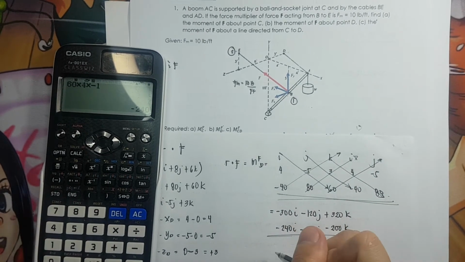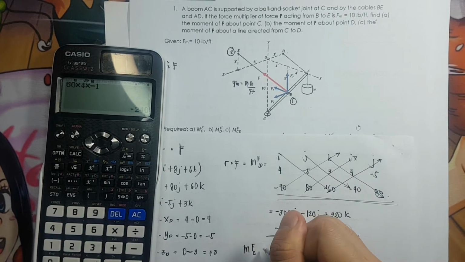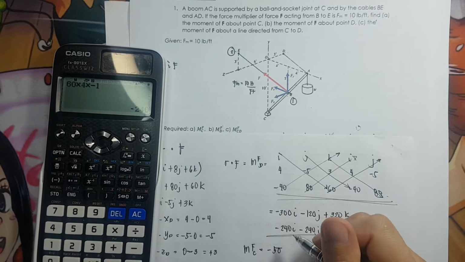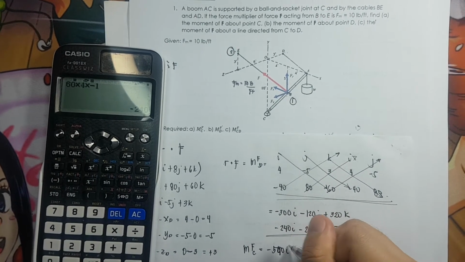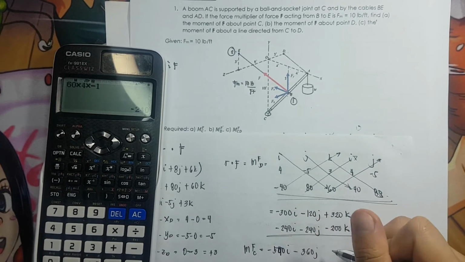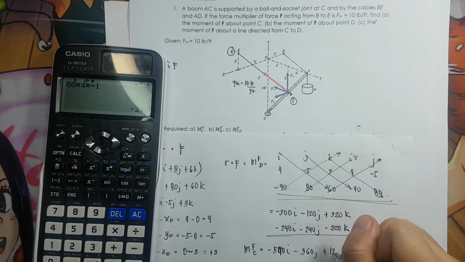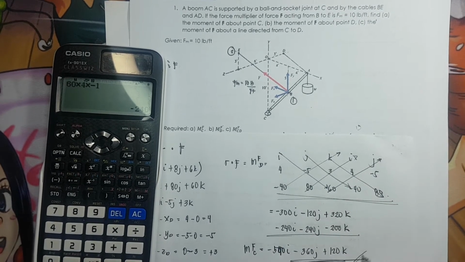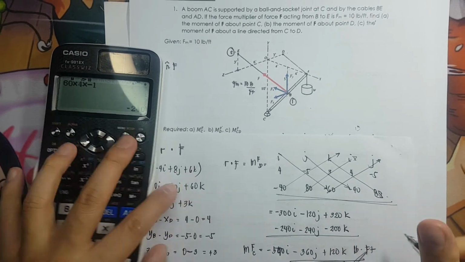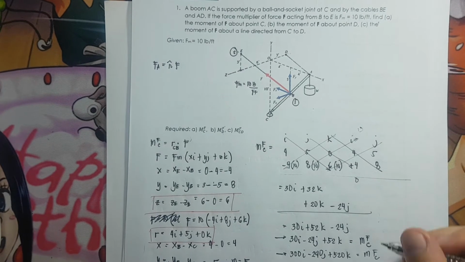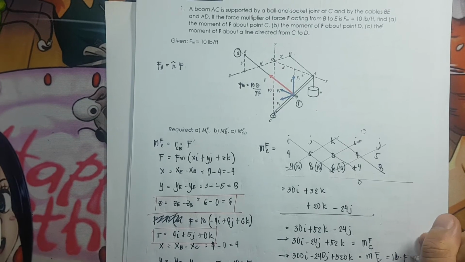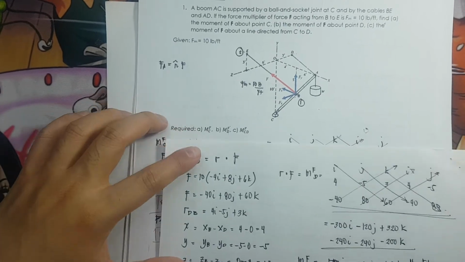So summarizing, the moment of F with respect to C is equivalent to negative 540i minus 360j plus 120k. By the way, there are units: this is pound-feet, and the other one is also in pound-feet. Okay, so letter C.